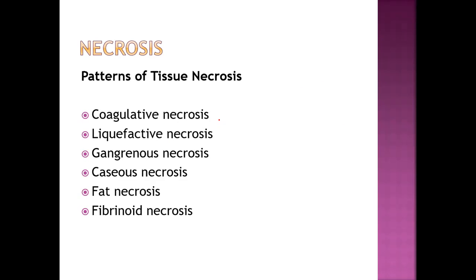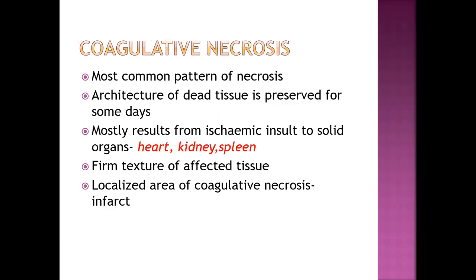Now, the pattern of tissue necrosis can be coagulative necrosis, liquefactive, gangrenous. There are 6 types of necrosis. So, coagulative, liquefactive, gangrenous, caseous, fat, and fibrinoid necrosis. Talking about them one after another, coagulative necrosis is the most common pattern of necrosis.